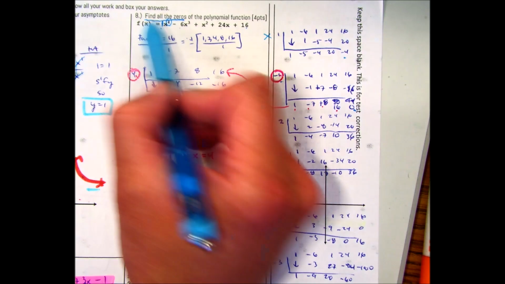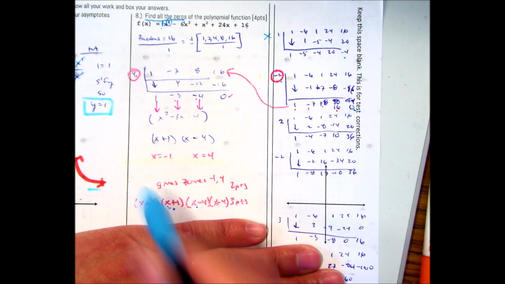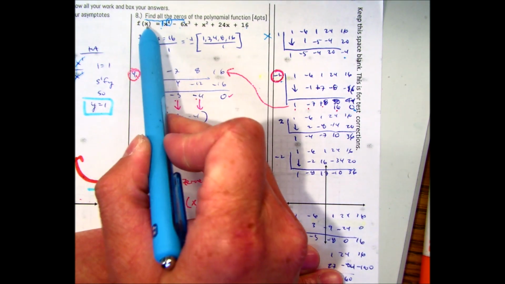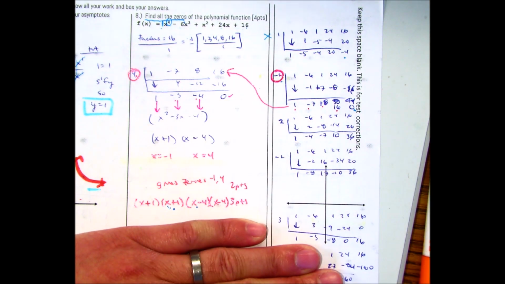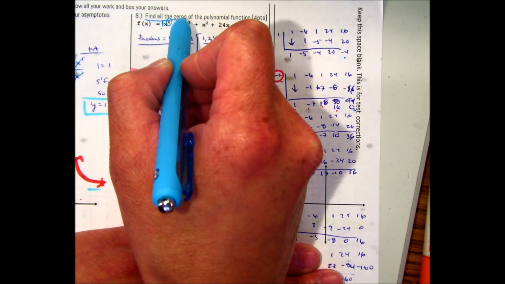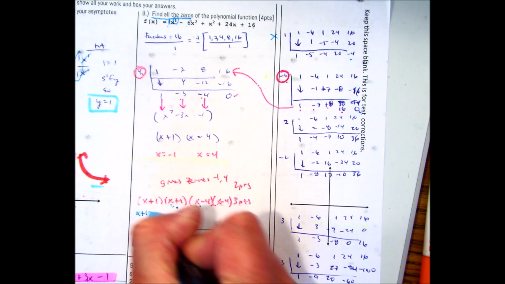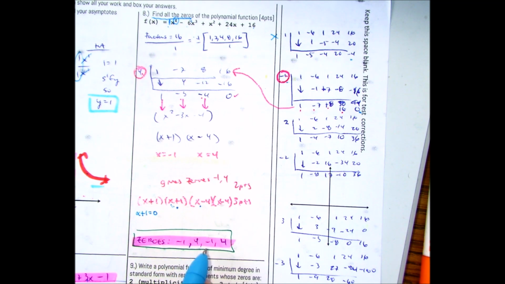Now, the next thing that you probably missed points on, it says find all the zeros. These are not zeros. These are binomials. These are factors. I could have asked you the question, factor the polynomial. You would get this as your answer. It's saying find the zeros. Where does it cross the x-axis? It crosses the x-axis when you use the zero product rule and you solve each of those. I get negative 1, 4, negative 1, and 4.